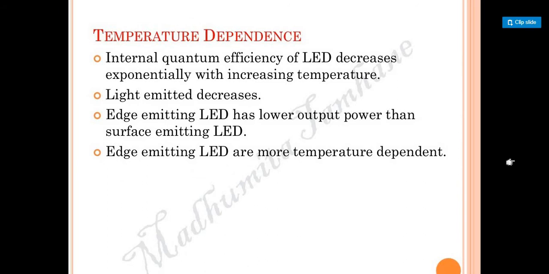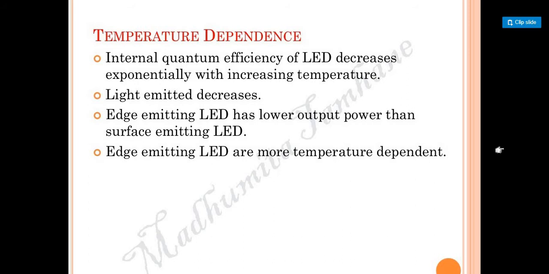So that's the reason it is mentioned here that the edge emitter light emitting diode has lower output power than the surface emitter LED. The edge emitter LEDs are more temperature dependent. So we take the more temperature coefficients into consideration for the edge emitter LED, which are more temperature dependent when compared to the surface emitter LED. Clear? So that's how we are going to obtain its functionality as well.